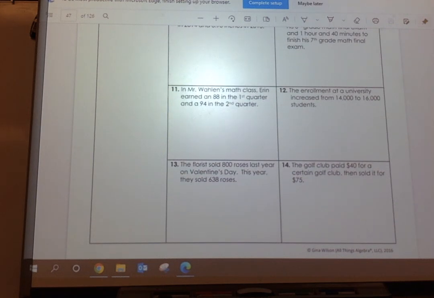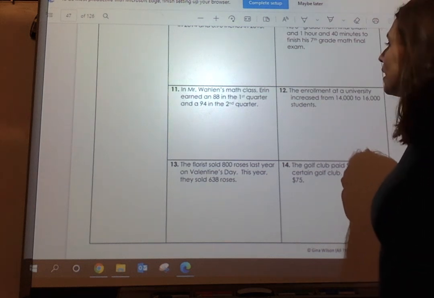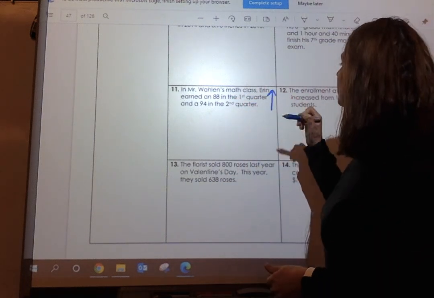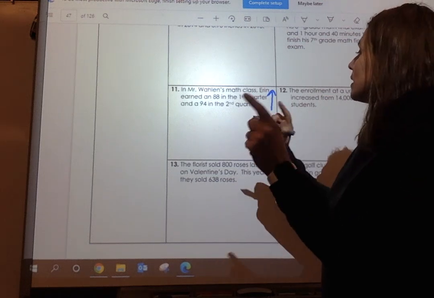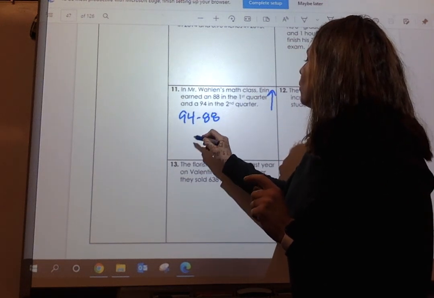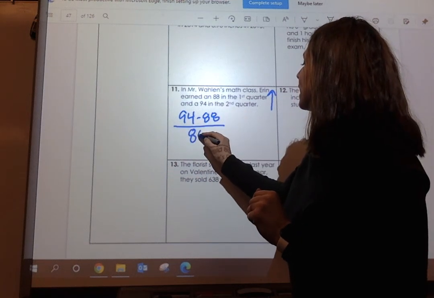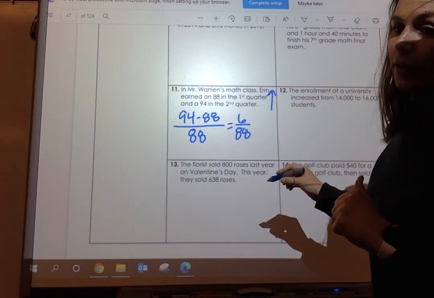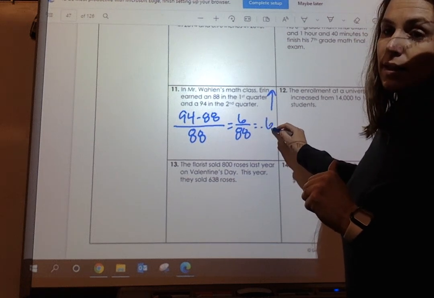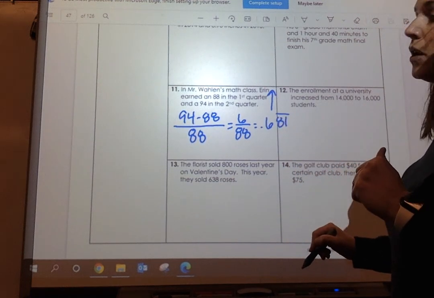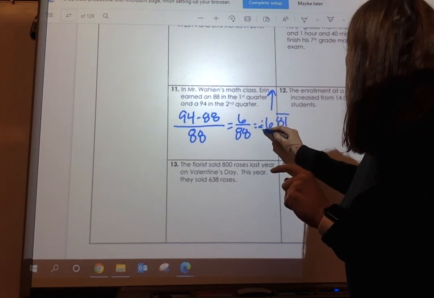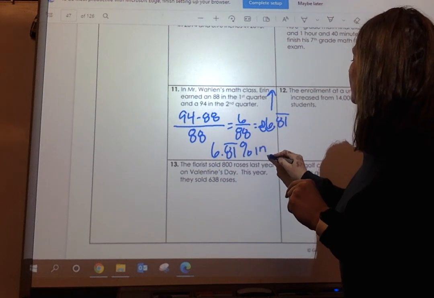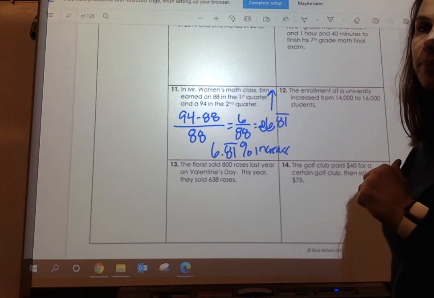So if I look at number 11, in Mr. Warlam's math class, Erin earned an 88 in the first quarter, a 94 in the second quarter. So her score increased. So I'm going to put an arrow up to remind myself that it's a percent of increase. The difference of 94 and 88 over the original, which was 88. So it's 6 over 88. When I type 6 divided by 88 into the calculator, I get 0.0681, and 81 is repeating. So when I move it, I get 6.81% increase.